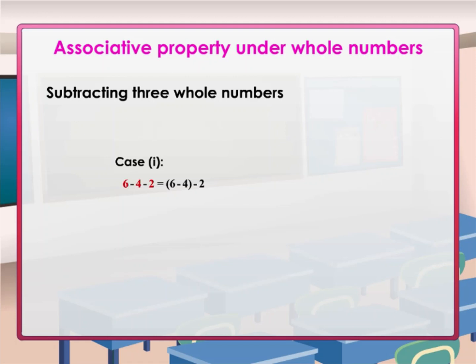First, let us try to group 6 and 4 and subtract them first and then subtract 2 from it. So, 6 minus 4 is equal to 2. Bring down minus 2 here, which is equal to 0.